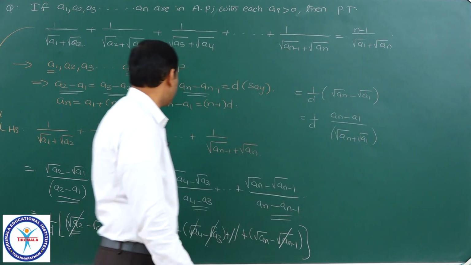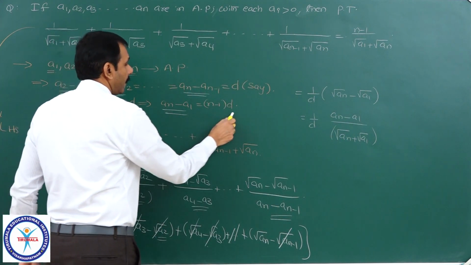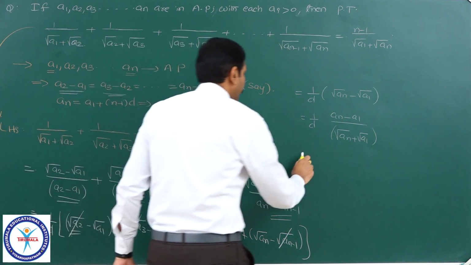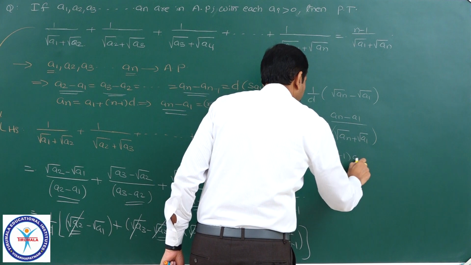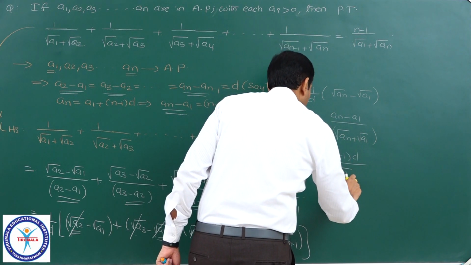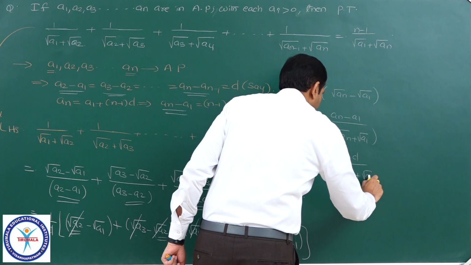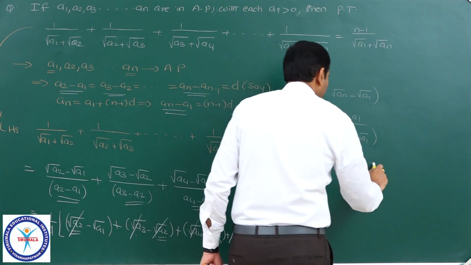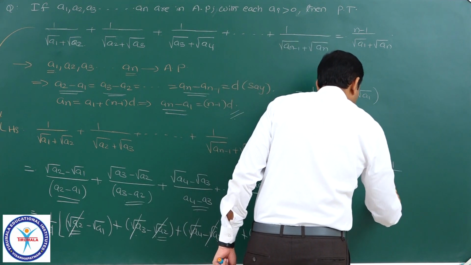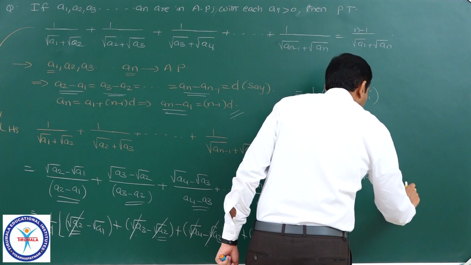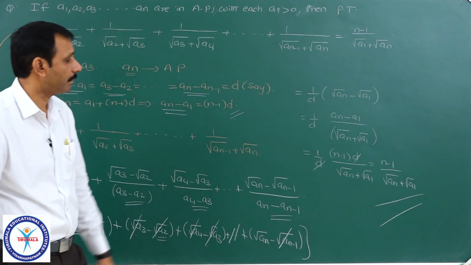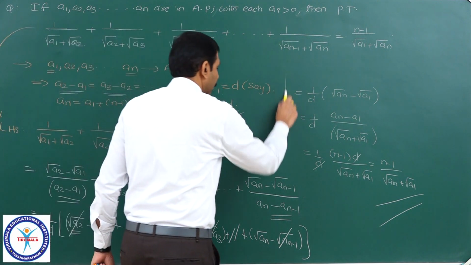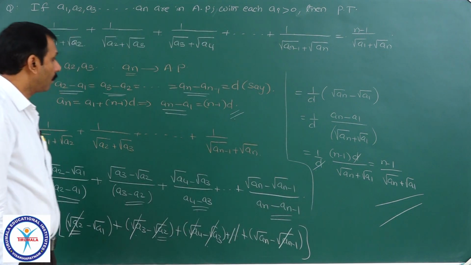Now an minus a1. an minus a1 is (n minus 1) times d. It is equal to 1 by d times, (n minus 1) into d by root an plus root a1. This d cancels, it is equal to (n minus 1) by root an plus root a1. That is the RHS of that one, (n minus 1) by root an plus root a1. That is the solution. Hope you understood.